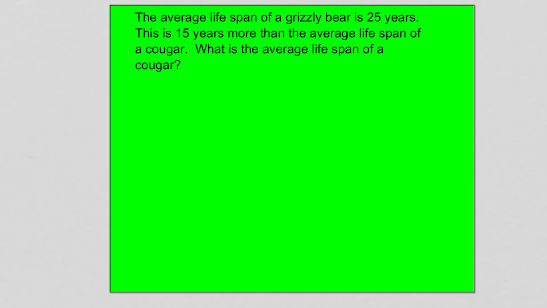It said the average lifespan of a grizzly bear is 25 years. This is 15 years more than the average lifespan of a cougar. What is the average lifespan of a cougar? Many kids had no problem with this. They very quickly figured out, you know what? A grizzly bear is 25 years. This is 15 years more than a cougar. So if I want to know the cougar's age, I can just do 25 minus 15, and that equals 10. And so I know the average lifespan of a cougar will be 10 years old.